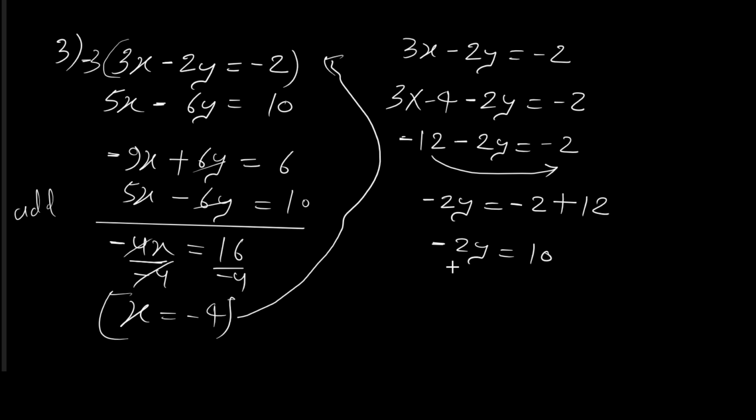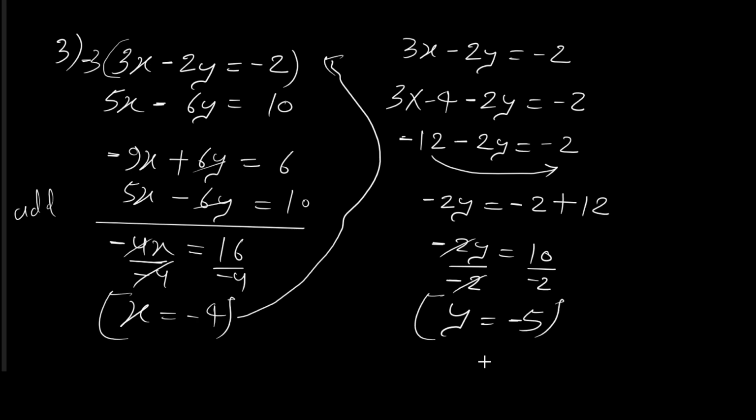So I'm going to divide both sides of the equation by negative 2. So this negative 2 and this negative 2 will cancel out. So y equals 10 over negative 2 gives us negative 5. So negative 5 is our answer.